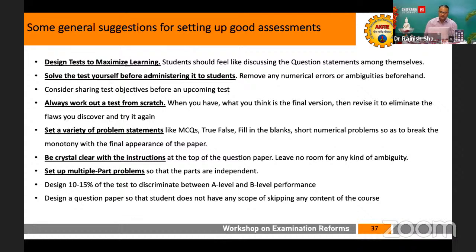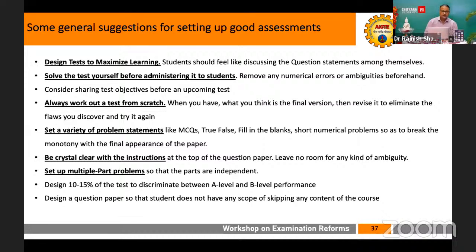Then be crystal clear with the instructions at the top of the question paper. When we set a question paper, we do have this option of giving some instructions. Please set your expectations very right. This is what is expected from the student when he or she is attempting the question. Be very clear with those instructions. Set your expectations very right through those instructions at the top of the question paper itself.